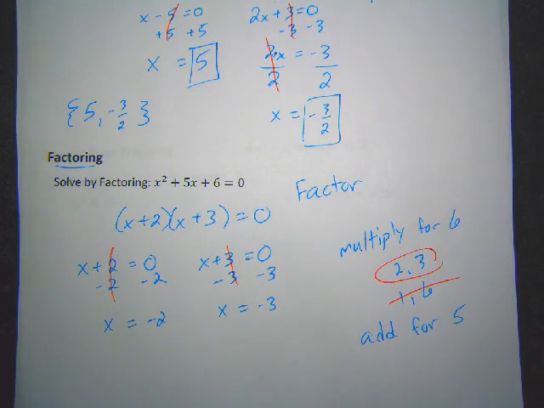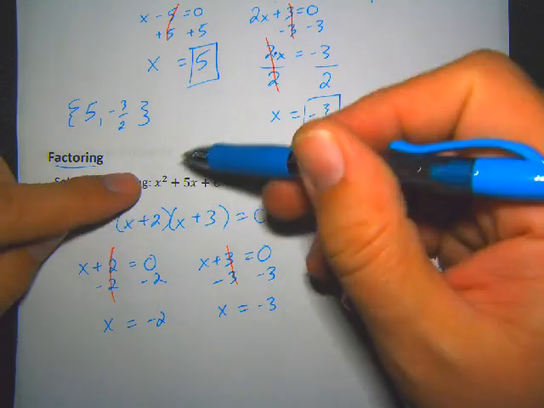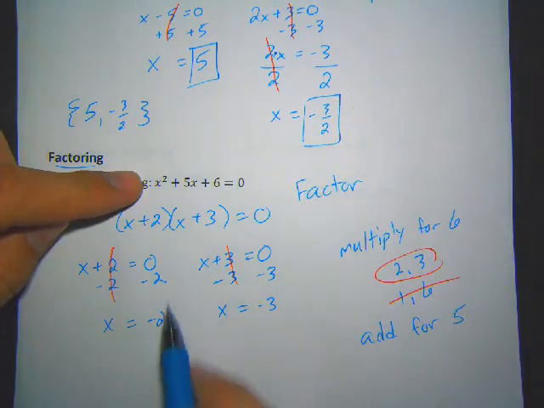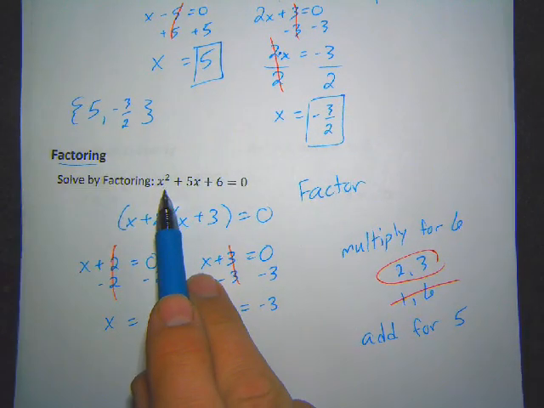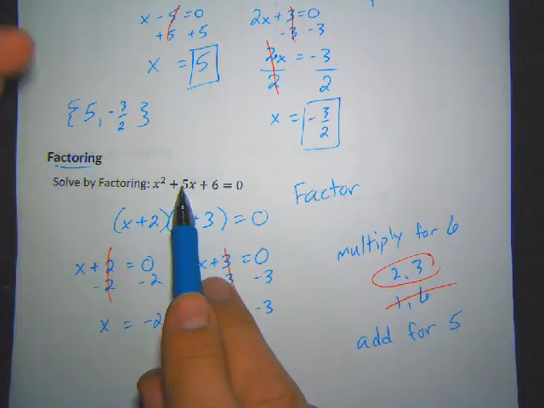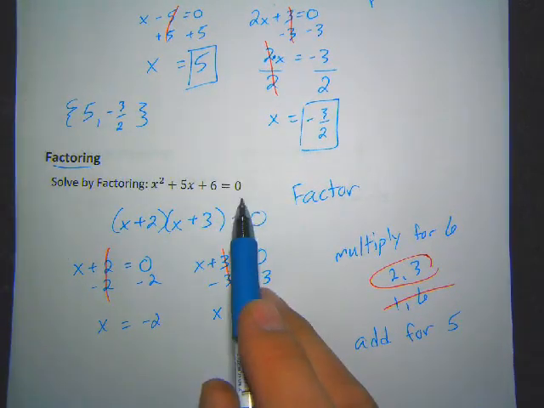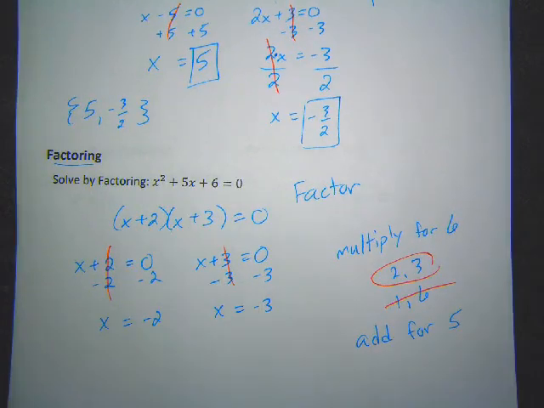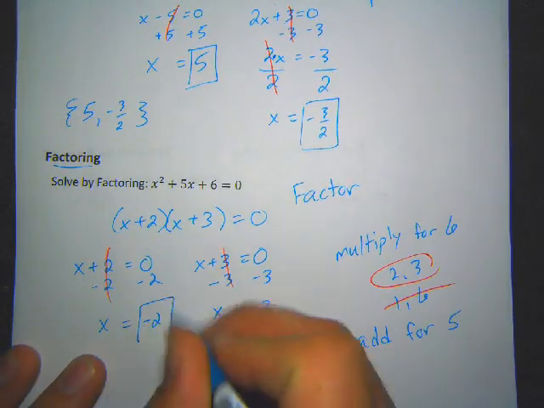And you can go back and check these, right? You can go back to this original expression, and they should work. If I plug a -2 in there, -2 squared is 4, -2 times 5 is -10, and 4 minus 10 is -6, plus another 6 is 0. It works. If you don't trust me, you can write it out. Same thing, if you plug -3 in there, it will give you 0. These are my two solutions.